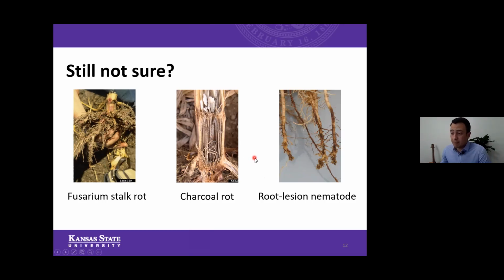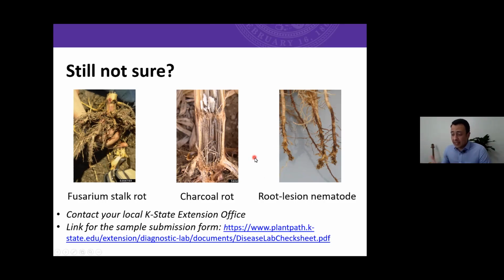So that's why it's important to know and identify the right disease, what's happening in my field, right? If I'm still not sure, I suggest contacting your local K-State Extension office, and they will go to the fields and help you identify, collect the sample if they need to, and send it to us here at the Plant Disease Clinic. If you have a sample and would like to send it directly to us, you can go to this website here, which is our Plant Path K-State Disease Diagnostic Lab, and print the form and send it to us.